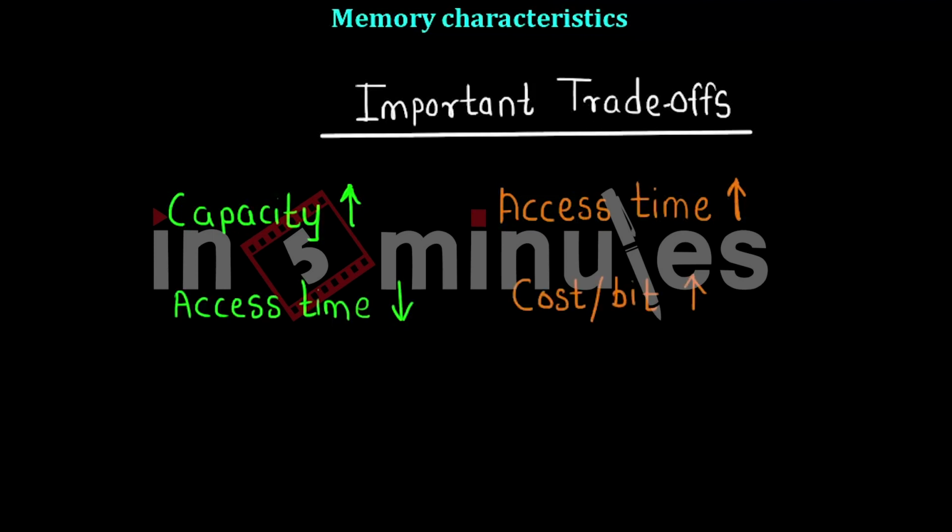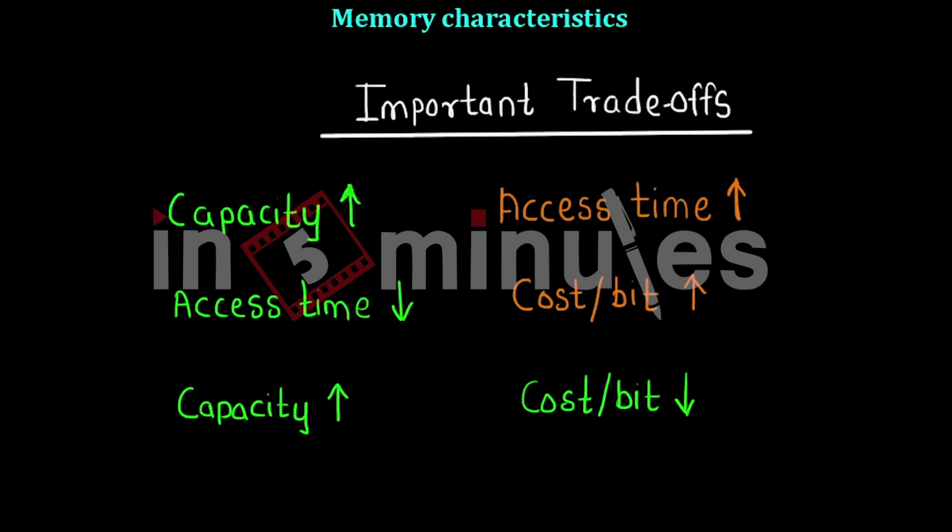The second trade-off is between the access time and the cost per bit. When we try to reduce the access time of the memory, the cost per bit increases. So basically, the speed and the cost is another trade-off. While reducing access time, we can have the memories in the higher level of the hierarchy, such as CPU registers or cache memories. But the cost of such memories is much higher than the secondary memories. So if we try to reduce the access time or increase the speed of the memories, the cost is going to increase.